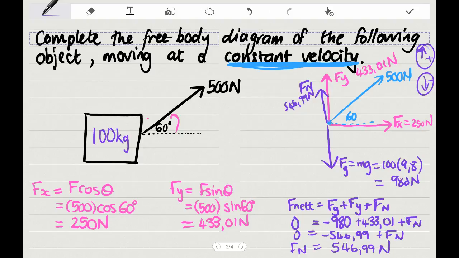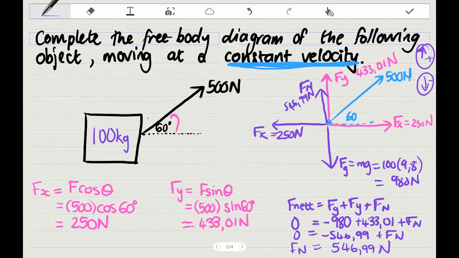No, we are still missing one in the x plane, in the horizontal plane, that's opposing it. So let's call it a frictional force. What will this frictional force be equal to? Well, it will be equal to the x component because it is moving at a constant velocity.